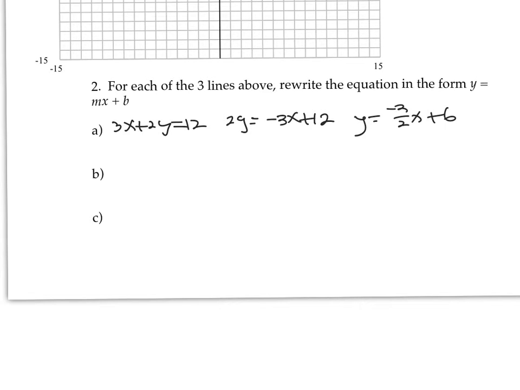For the second one, we had 2x minus 5y equals 10. And so we isolate our y term to get negative 5y is equal to negative 2x plus 10. So then when we divide through, we get y equals 2 over 5 x. And then we're dividing 10 by negative 5, so we get minus 2.